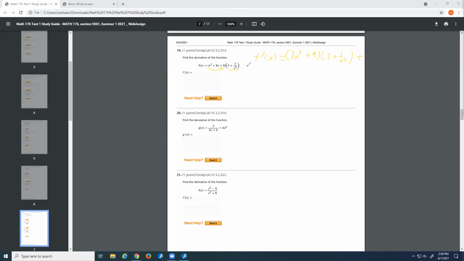plus, and then we take the derivative of our second function. So that's just going to be, well, the 3 goes away. And so the second term, x to the minus 2, bring the minus 2 down and subtract 1. So we'll have minus 2x to the minus 3 multiplied by our original first function, x cubed plus 9x plus 9.